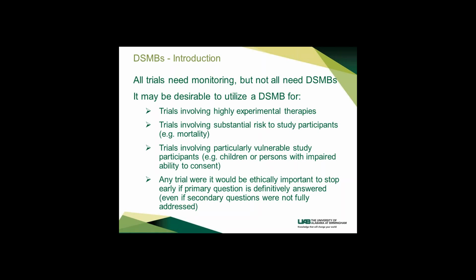If your trial involves particularly vulnerable study populations, such as children or persons with impaired ability to consent, so you might be doing traumatic brain injury research, and patients might come into the ED and not be able to consent themselves, then that might be a good case when you might need a DSMB. And any trial, as I mentioned, where it's ethically important to stop if the primary question is definitively answered. And by definitively answered, I don't just mean that we saw increased efficacy. We could have already answered the question, there's no difference, and it's not ethical to continue in that case as well. And this is true even if there are secondary questions that are not fully answered.